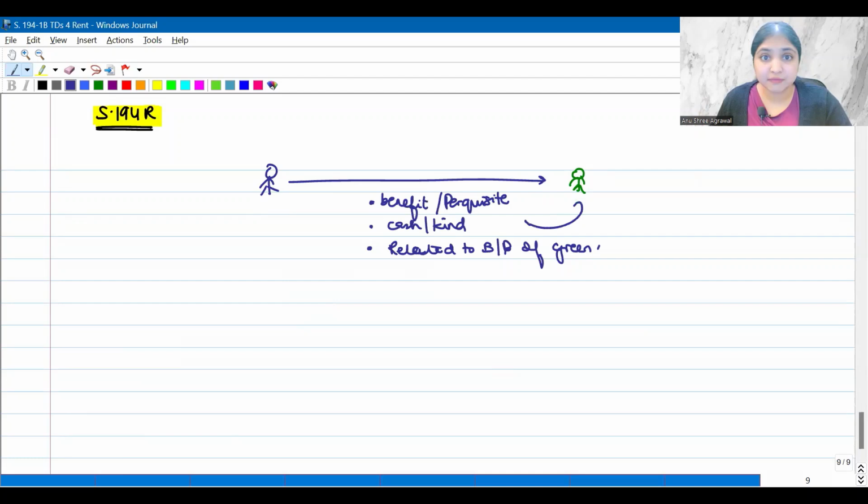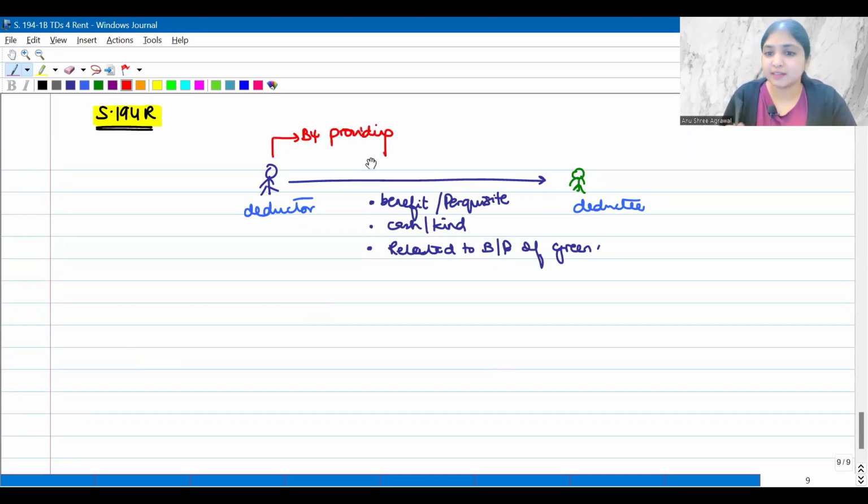Green is earning some benefit or perquisite. He is receiving some benefit or perquisite. It is related to his business or profession. So it will obviously come under the PGBP head. It's a business income or a professional income for Green because this benefit or perquisite is related to his business or profession. So Green is earning an income over here, and the source of this income is Mr. Blue. So at the source, tax is going to be deducted. So Blue will become the deductor of tax and Green will become the deductee of tax. Now, this Mr. Blue will deduct tax before giving this benefit, before providing the perquisite, he will deduct tax at source.